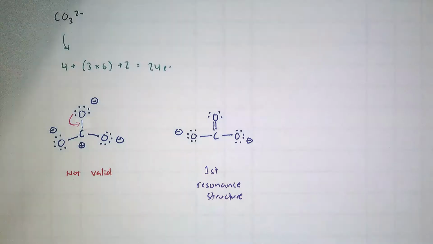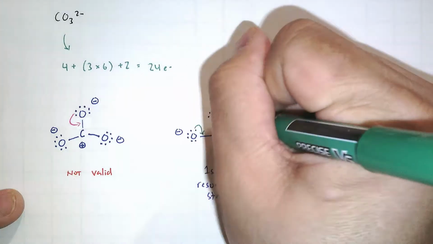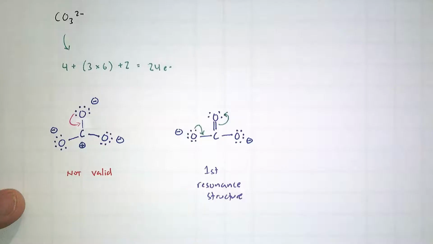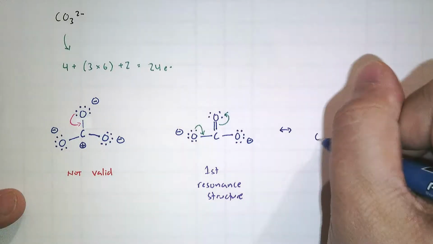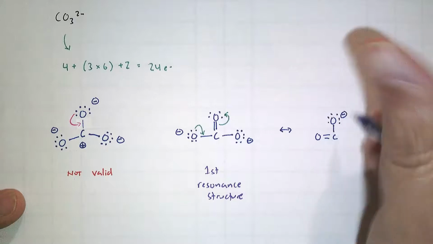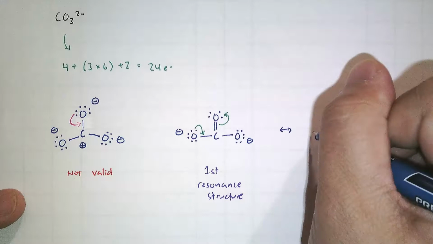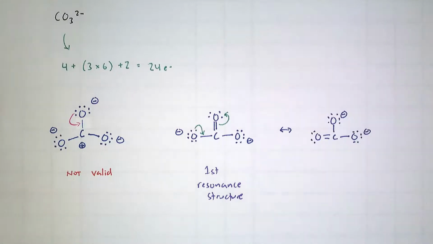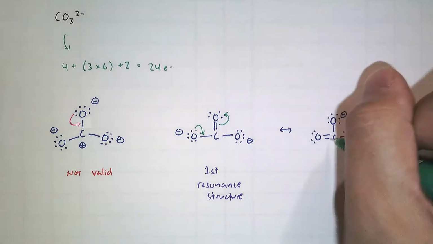Okay, so I'll do this kind of fast. Second resonance structure would be this. And then the third resonance structure would be the double bond on the right.